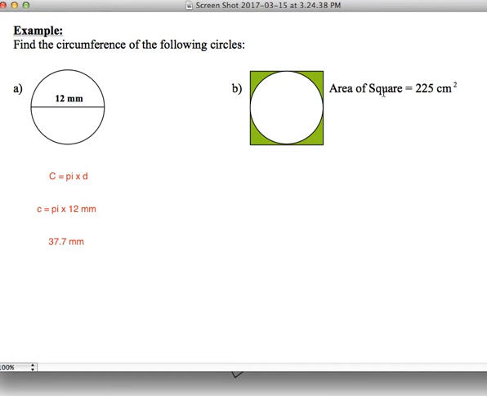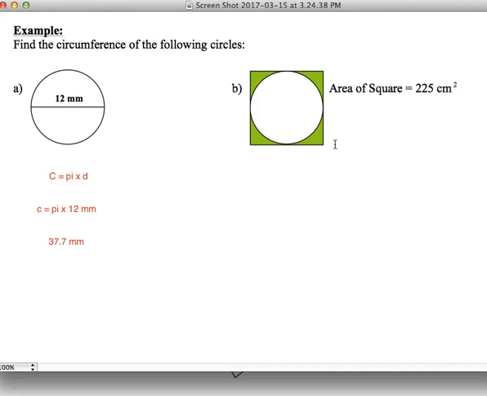This one's a little bit more complicated. It says the area of the square, not the area of the green part. You might think, oh, the green part here is the area that it's telling me. No, it says the area of the whole square is 225 centimeters squared. Well, if the area of the square is 225 centimeters squared, then like we saw in the Pythagorean theorem unit we just did, that means I can find one side of the square by getting the square root.